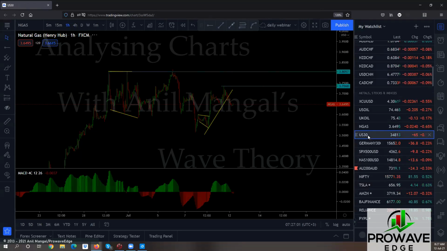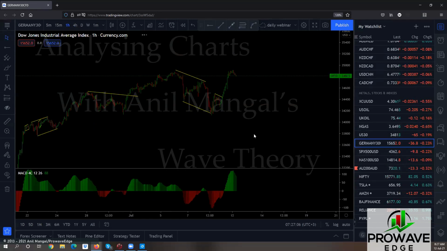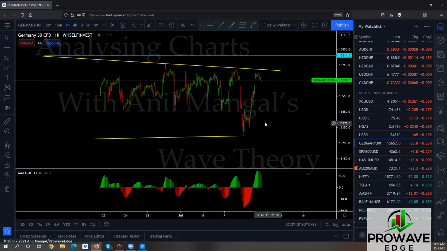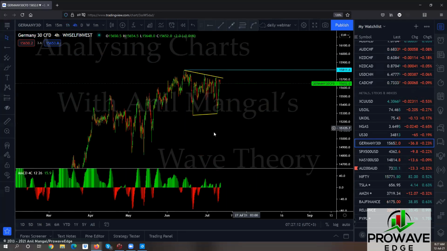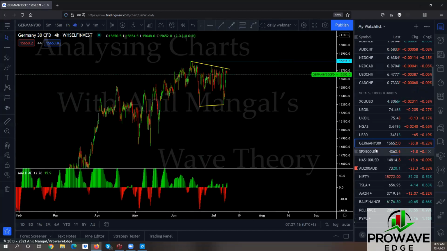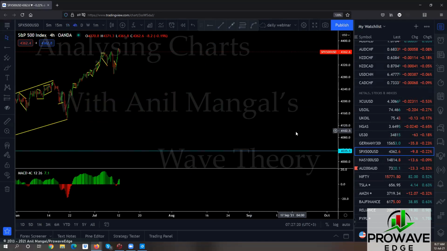Let's go. US 30. More upside. DAX, more upside. The bigger picture in DAX is a big consolidation, so you probably want to stay away from it until this whole piece makes sense. A sharp move up will start making some sense there. S&P 500, more upside.